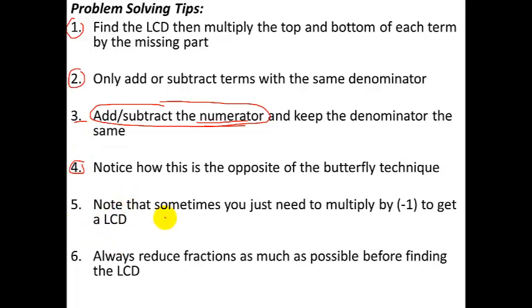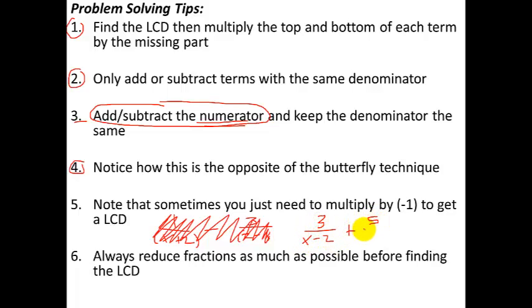Note that sometimes to get your lowest common denominator, you just have to multiply by -1. For example, if you have 3 over x minus 2, and you're adding to it 5 over 2 minus x, this denominator, x minus 2, and this denominator, 2 minus x, are exactly the same except for a minus sign. So if you just factor out a minus sign or multiply the top and bottom by a negative sign, now they're the same.